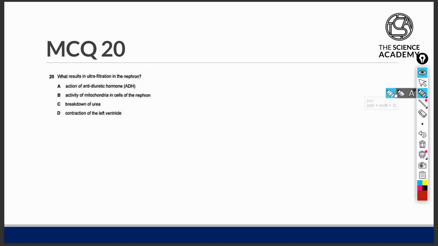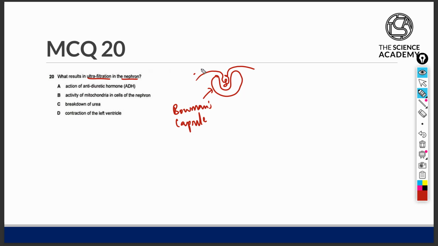Question 20. What results in ultrafiltration in the nephron? So we know that the nephron is found in the kidneys and there is a Bowman's capsule where we see a mesh of capillaries which we call the glomerulus. The artery that is entering or nearing the Bowman's capsule is the renal arteriole, which is a finer form of the artery, while the one leaving is the efferent arteriole.